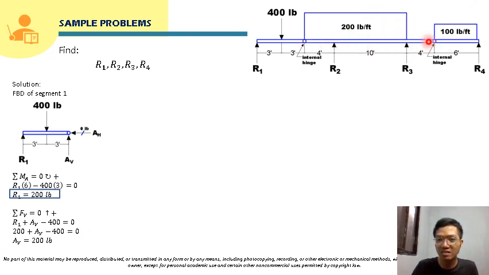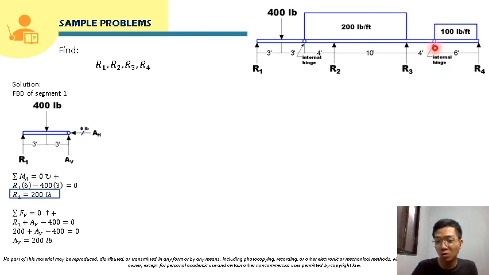For the second segment, if we draw its free body diagram, we will have AV here, but we will also need the reaction here. Let's say this is point B. There will be BV and BH. We know that BH will just be 0, but we don't know yet the value of BV.